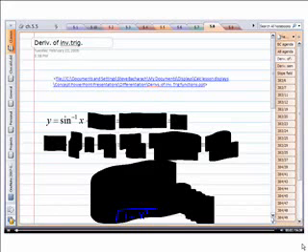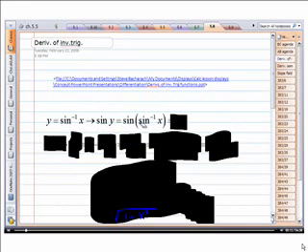This section is on derivatives of inverse trig functions. So first, a couple of derivations. If y is the inverse sine of x, we can take the sine on both sides. We get sine y is sine of inverse sine of x, which is x. We're not going to worry about domains and ranges at this point.